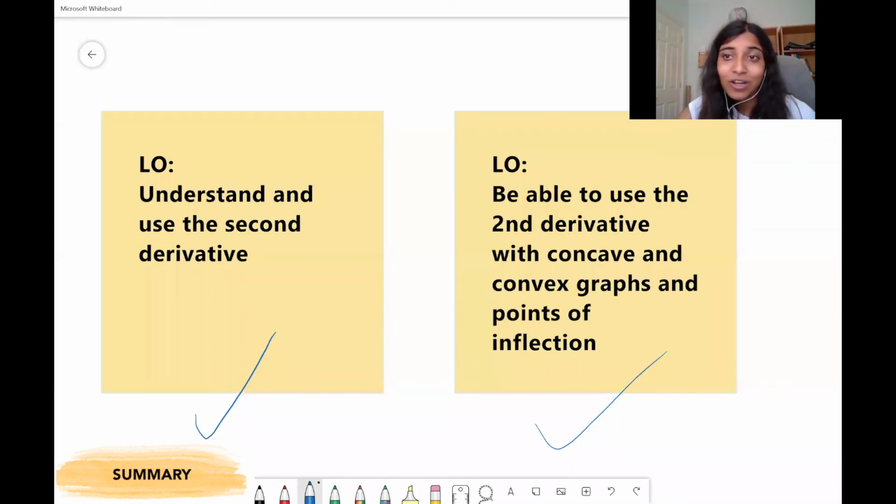So thank you everyone, hopefully this was useful and you now understand the second derivative and can use this in the context of concave and convex graphs and also points of inflection. So make sure you do loads of practice questions just to make sure you fully consolidate everything we've gone through.